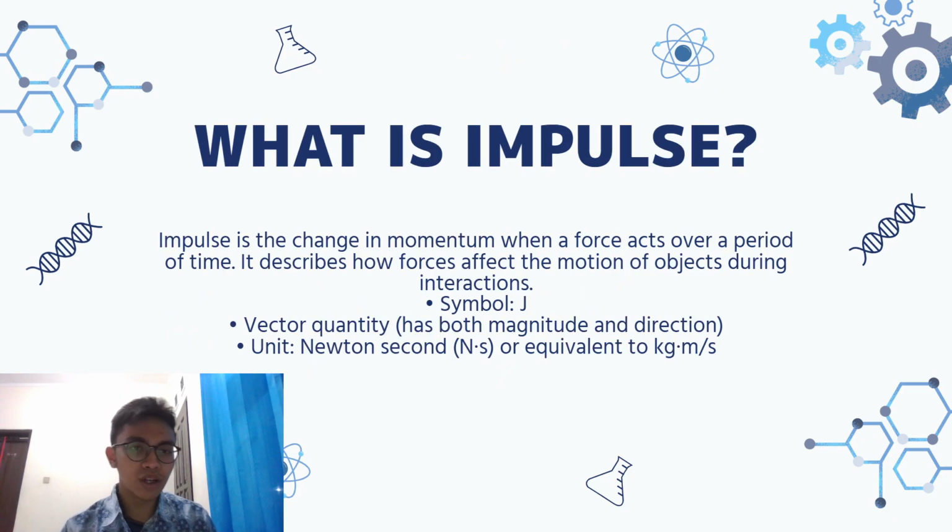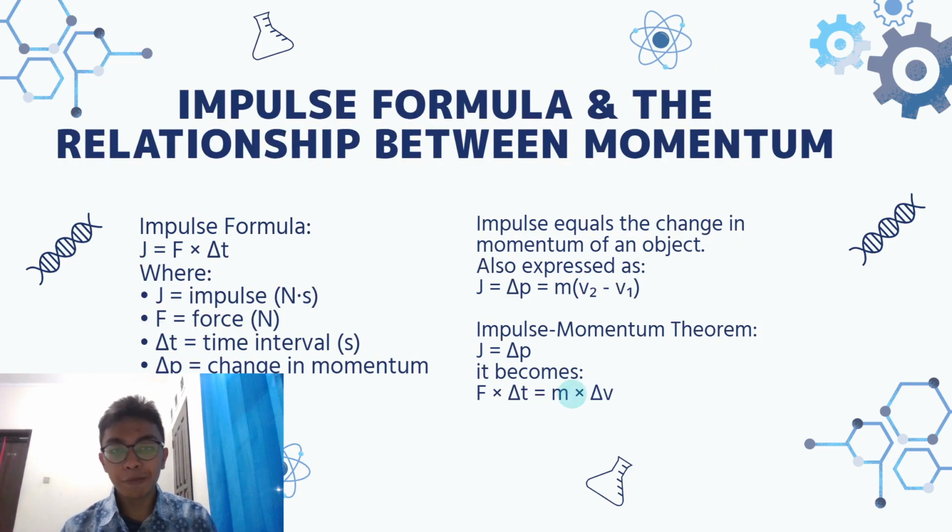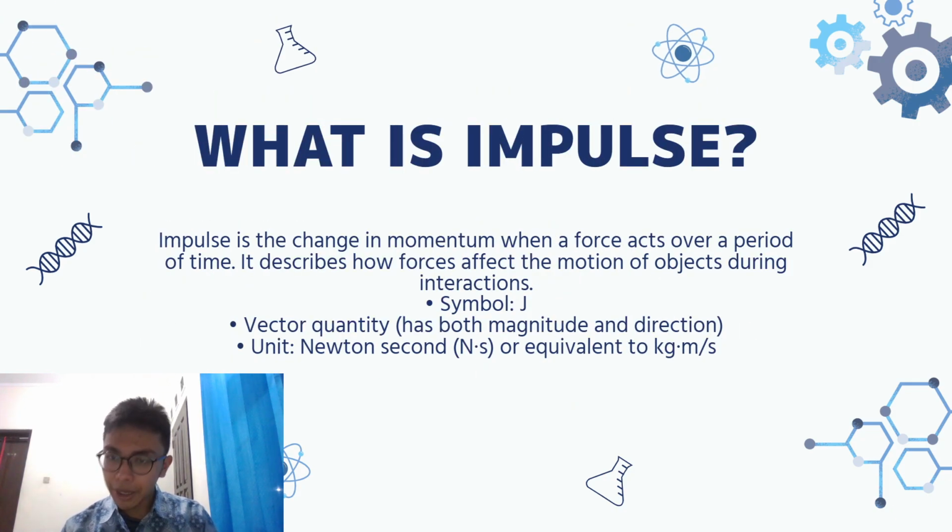Now, let's move on to impulse. Impulse is very interesting. Impulse is the change in momentum when a force acts over a period of time. It describes how forces affect the motion of objects during interactions. Its symbol is J, and it is also a vector quantity, the same as momentum. I will explain the relationship between both of them later.